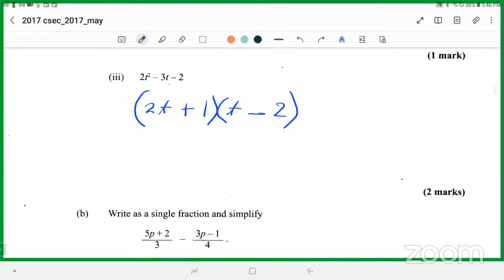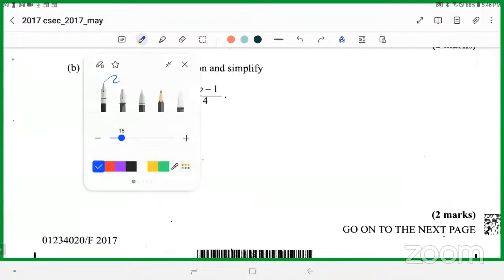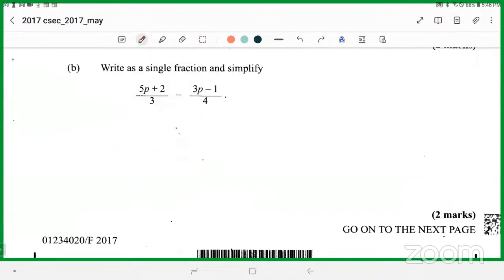Next one. This one wants us to write this as a single fraction. To write this as a single fraction, I want to make them related. I want the two denominators, which are now different, to become the same. So it's very easy. I'm going to multiply this denominator up here and down there. And I'm going to multiply this denominator up here and down there. And that will make the two denominators the same.